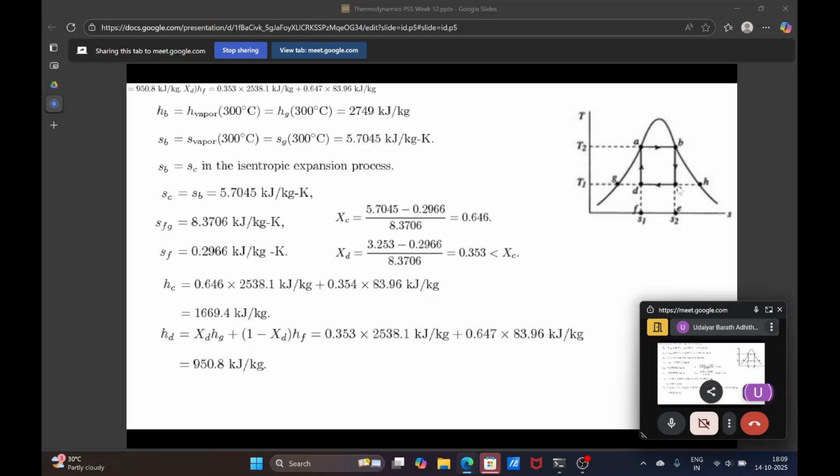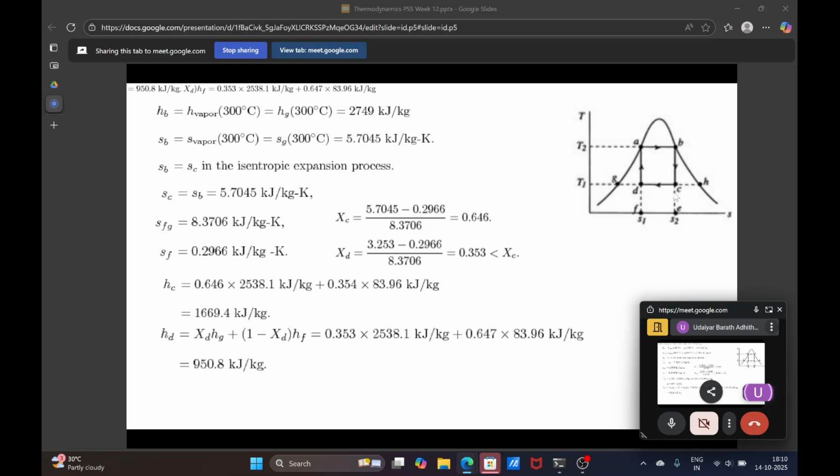So from C, we can evaluate the quality at C based on the saturated liquid and vapor corresponding to 20 degrees Celsius. That gives you a quality of 64.6%. So that is your vapor quality. And similarly, X_D is 35.3%. So that is the quality at D. So C and D both are in two phase.